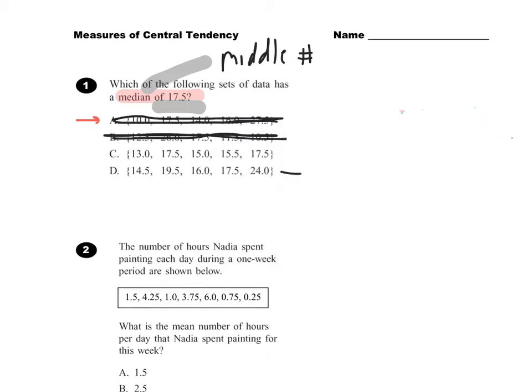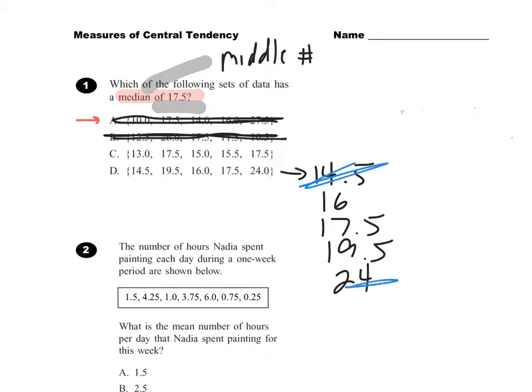Think if you eventually get to letter D, from lowest to highest, 14.5, 16, 17.5, 19.5, and 24. And if I cross off the lowest and the highest, the next lowest, the next highest, the middle number, the number that's left, is 17.5. So I think here, answer choice D is your answer.